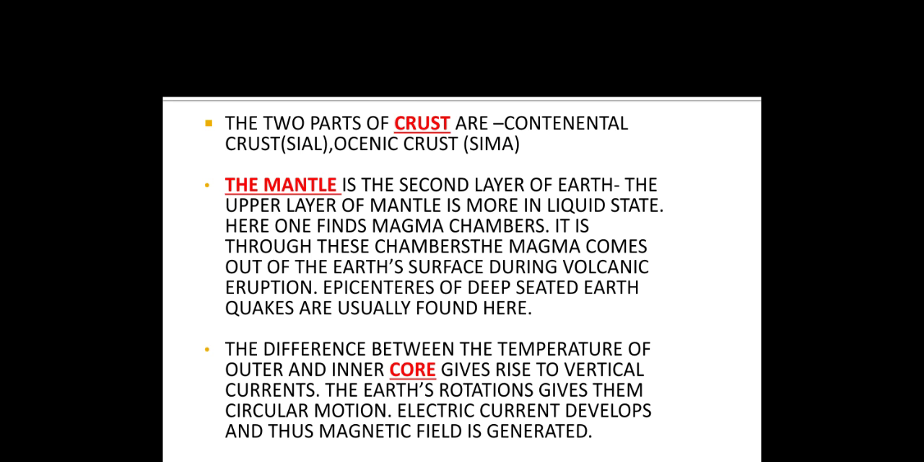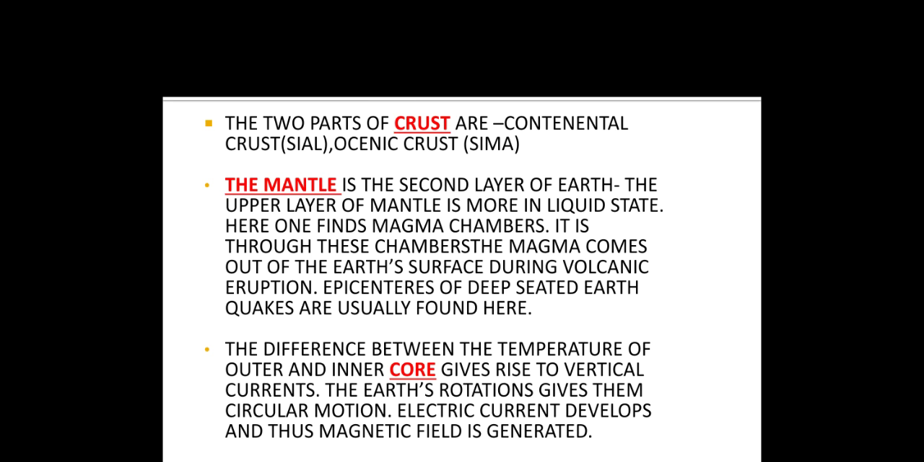The mantle is the second layer of the earth. The upper layer of mantle is more in liquid state. So here one finds magma chambers. It is through these chambers magma comes out of the earth's surface during volcanic eruptions. Now the epicenters of deep-seated earthquakes are also usually found here. So the upper layer of mantle, which is just after the crust, we find. So we have crust and upper mantle there. There we find this magma because of the temperature. So it will be hot.